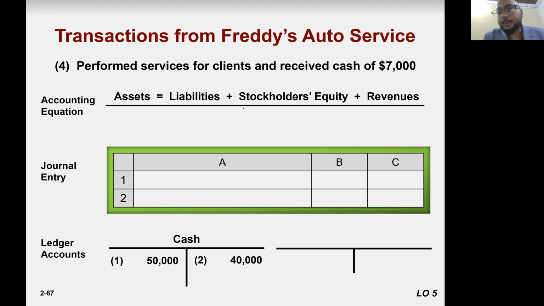Now let's move on. Performed services for client and received cash for 7,000. So this is cash sales, cash revenue, right? Because the customer paid you cash. The customer didn't say that I will be paying you later. This is not on account. This is cash. So which two accounts are going to hit?